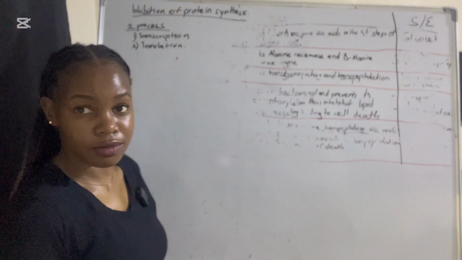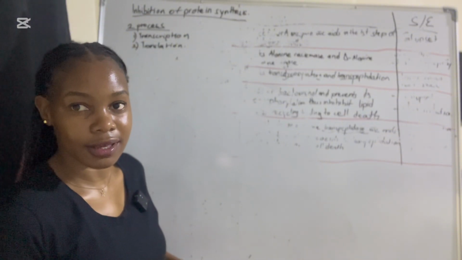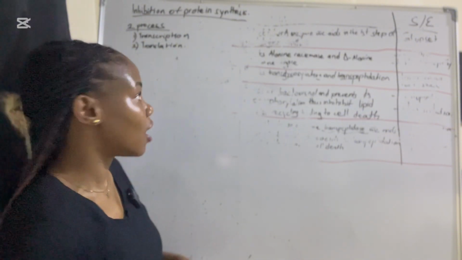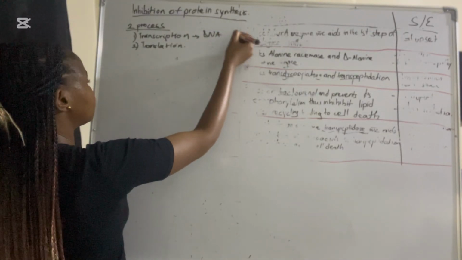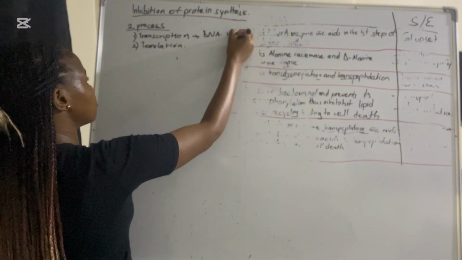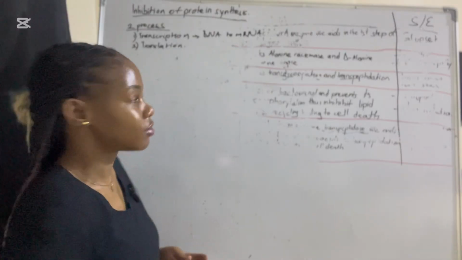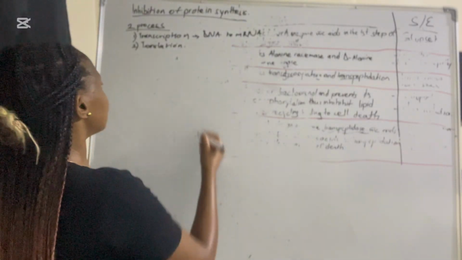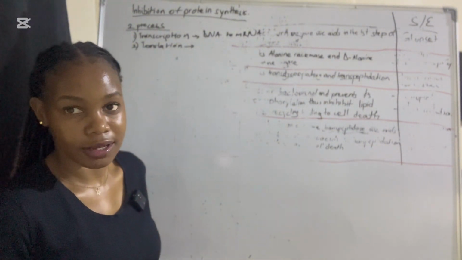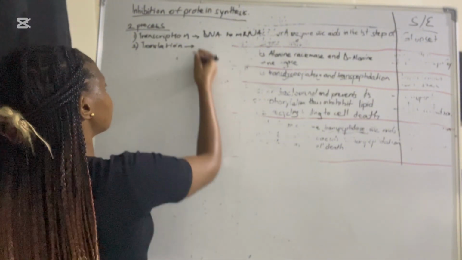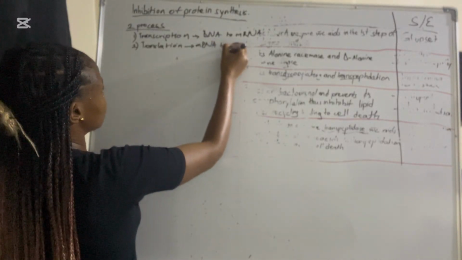So what is transcription? Transcription is the process by which genetic material, which is DNA, is converted into messenger RNA. So for transcription, we are converting DNA in the nucleus to messenger RNA. This is A-level biology. I expect all of us by this time to be understanding it. Then translation is the process by which messenger RNA is converted into proteins.